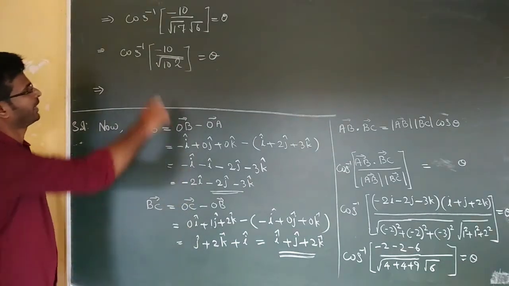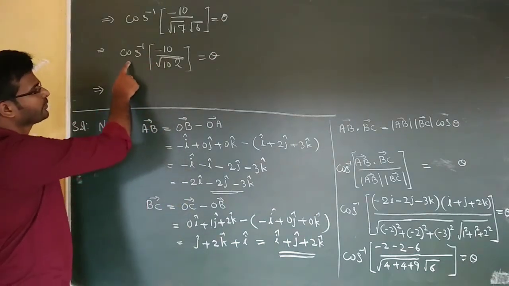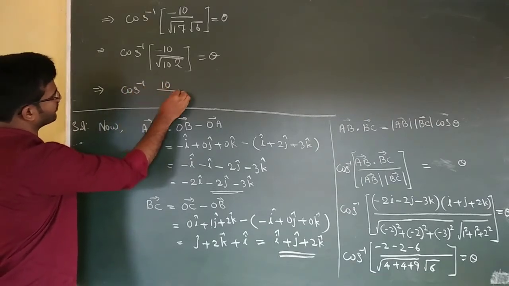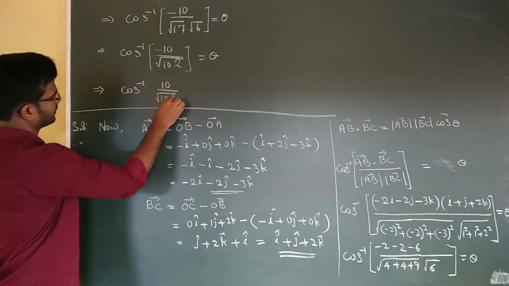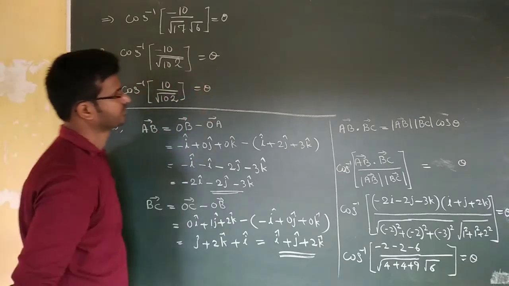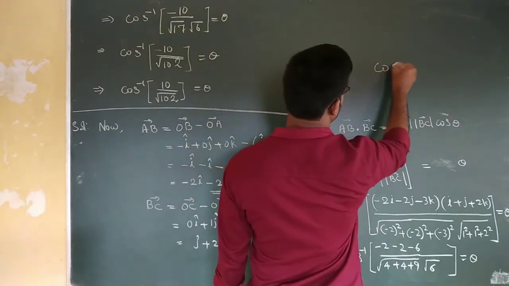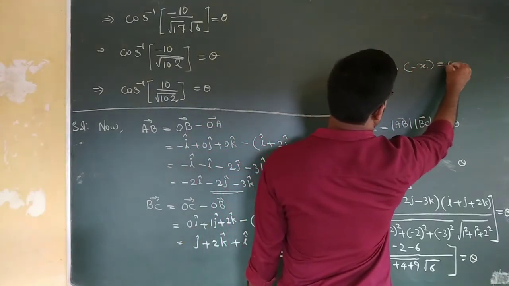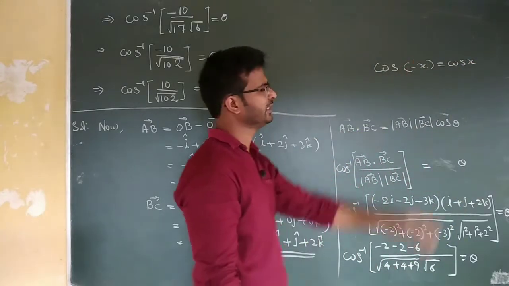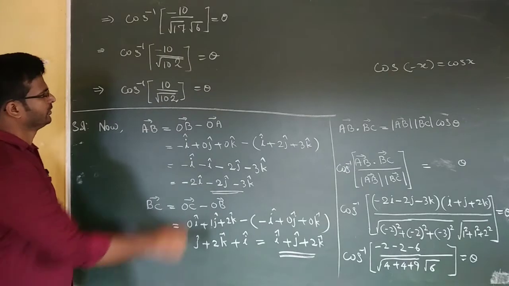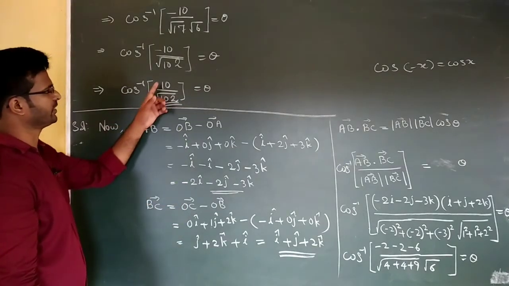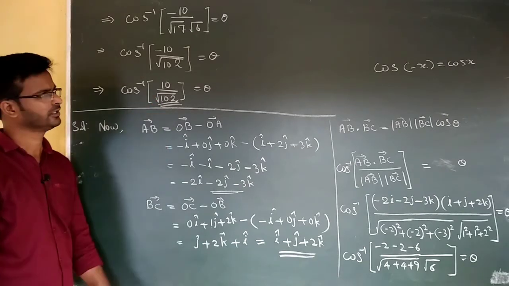You know, this minus no need to write inside in the case of cos. That's why we can write cos inverse 10 divided by root 102, equal to theta. Because cos of minus x and cos x are equal. This minus no need to write. Same method we will apply here. Now we get the angle between both vectors will be cos inverse 10 divided by square root of 102.